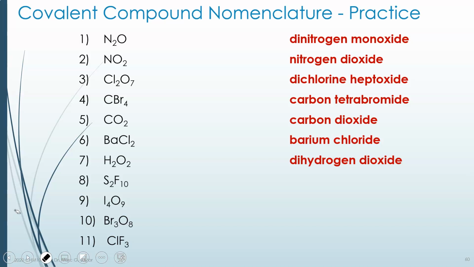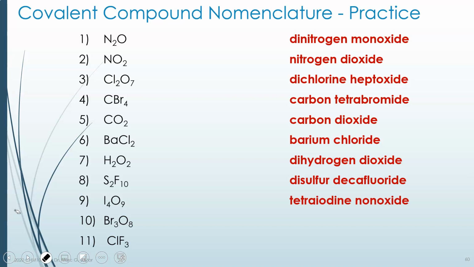S2F10. So we have 2 sulfurs, disulfur. Deca is the prefix for 10, decafluoride. Don't forget the ide at the end. You don't use the ide for the first one. The ide is only in the second one, and you don't use mono in the first one ever.